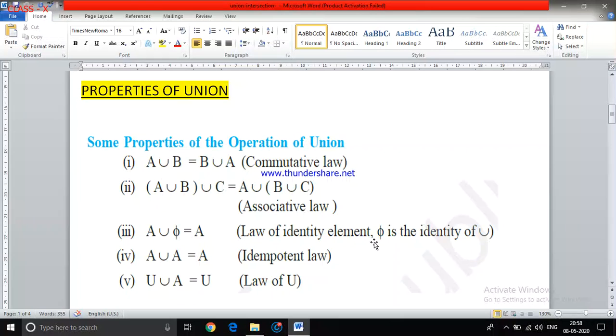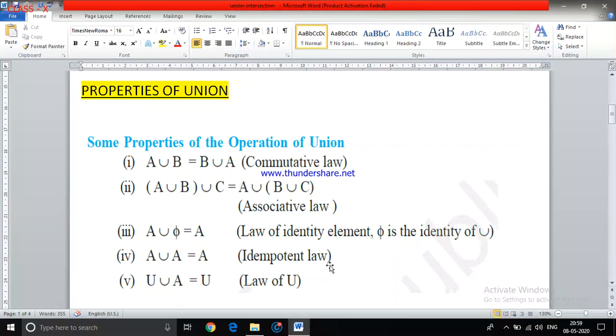Next, the law of identity element. That means A union phi. We already discussed phi as an empty set which does not contain any element. If I take its union with set A, A union phi is a set which consists of the elements of A as well as the elements of phi. I know phi has nothing, so the union will give you again the same set A. So that's why A union phi is equal to A.